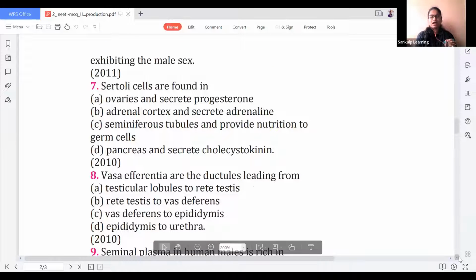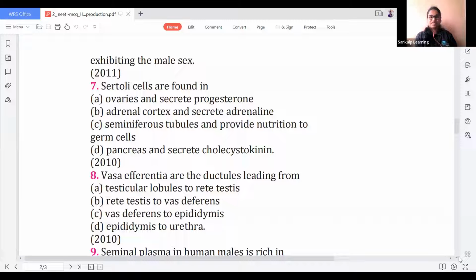Vasa efferentia are the ductules leading from. Vasa efferentia ductules, where do they lie, from where to where, that is what they have asked. Option A, testicular lobules to rete testis. Option B, rete testis to the vasa deferens. Option C, vasa deferens to the epididymis. Option D, epididymis to urethra. From where to where do these small ductules, vasa efferentia, lie in the male reproductive system?